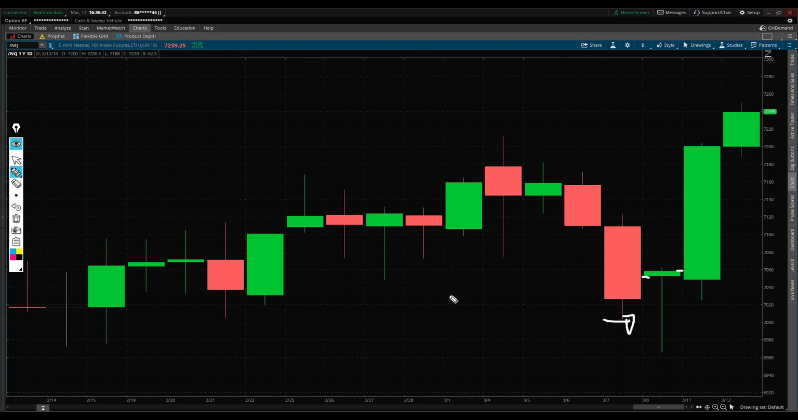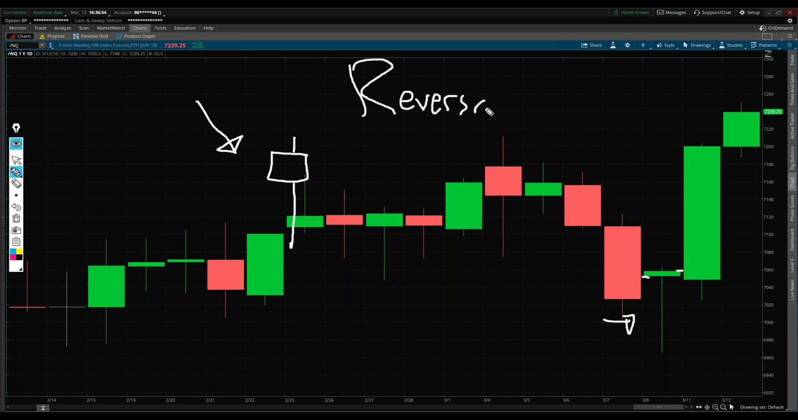Now, one thing I want to point out here is that you need a downtrend prior to a hammer in order to utilize it. Why? Because this is a reversal strategy. So you're only going to use it for bounces. Okay? Now, spotting the hammer is just part of it.